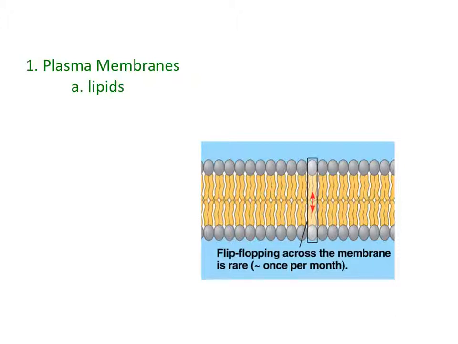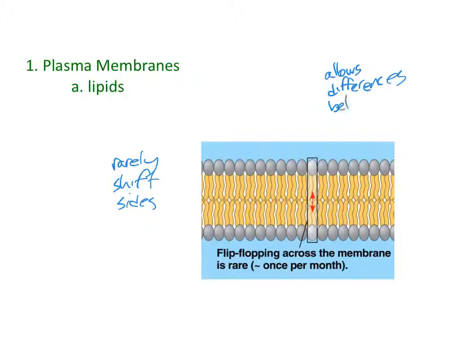They can occasionally flip-flop across the membrane, but this is a very rare event. So they rarely shift sides. And what this allows is for the cell to have a phospholipid bilayer that has different properties on the outside versus the inside. So it allows differences between sides.